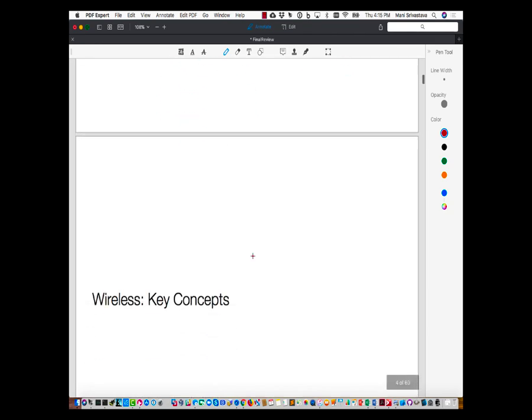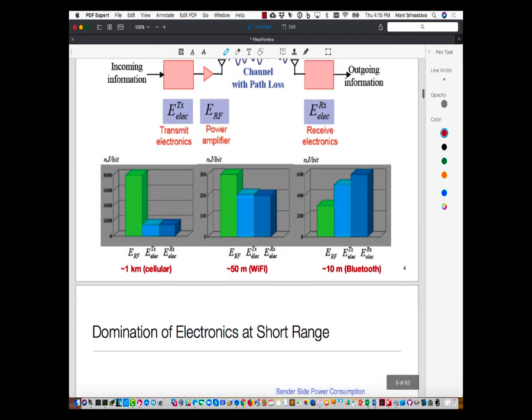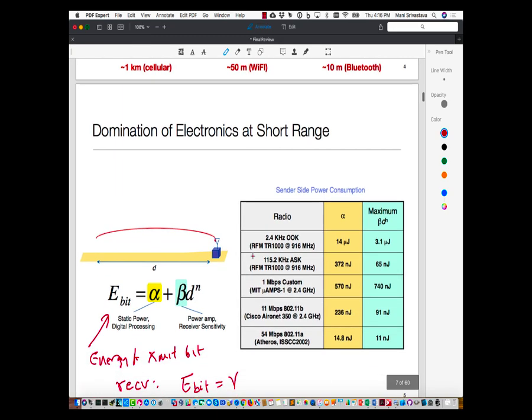Let's look at the table that I had on one of the slides out here. If you look at alpha, it's kind of a nanojoules kind of thing. And then the distance term depends upon the type of radio that you are talking about. This is a short range radio, so it's not dominating. For a long range radio, it might dominate.